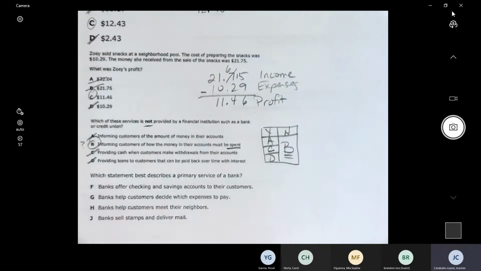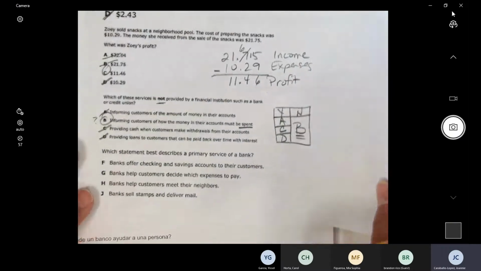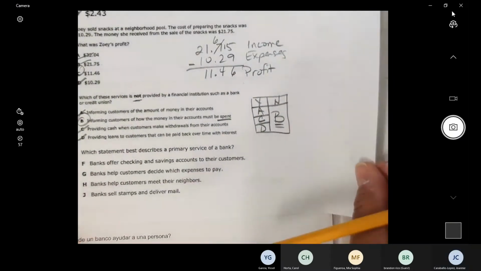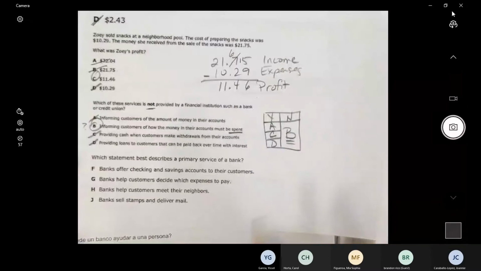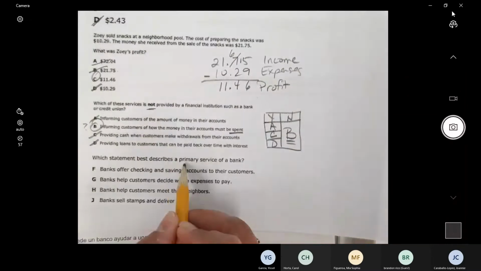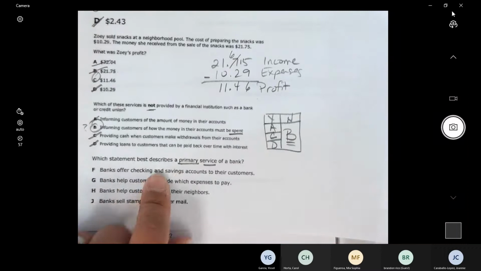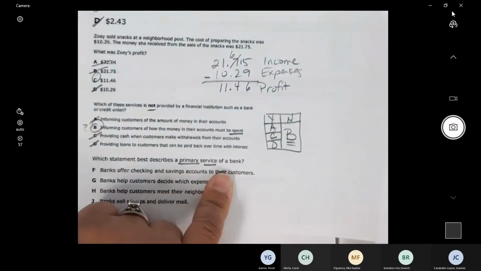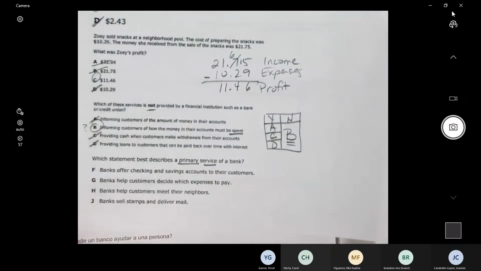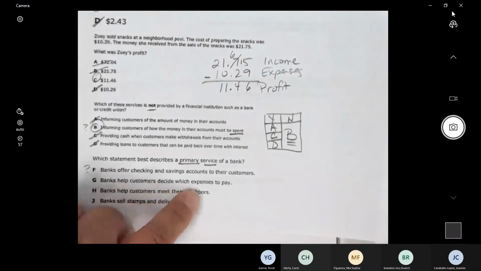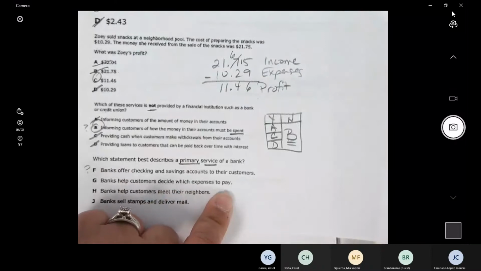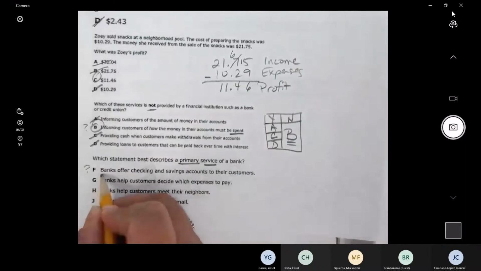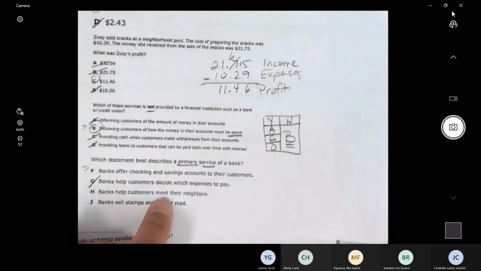Did you guys show all your strategies? Okay. And then the next one says, which statement best describes the primary service of a bank? So the keyword is primary service, okay? A, banks offer checking and savings accounts to their customers. Is that true? Yes, right? So here, let me put a question mark because that could be my answer. Banks help customers decide which expenses to pay. Is that what banks do? No, they don't. Banks help customers meet their neighbors.